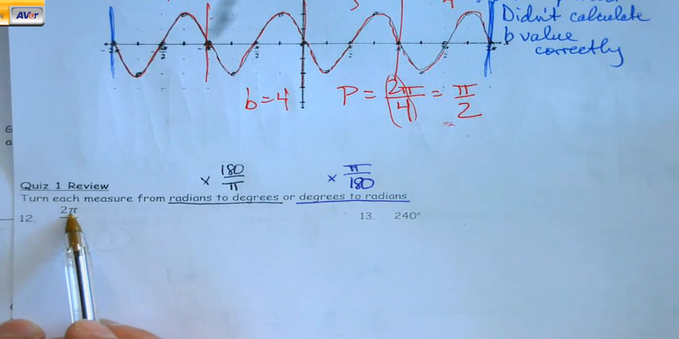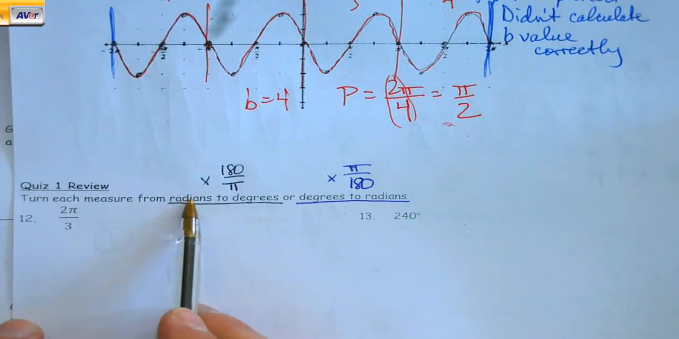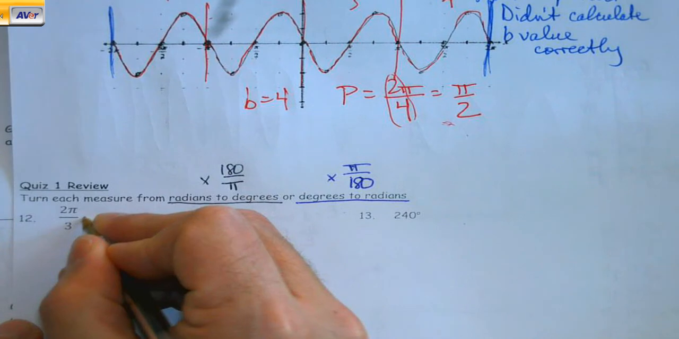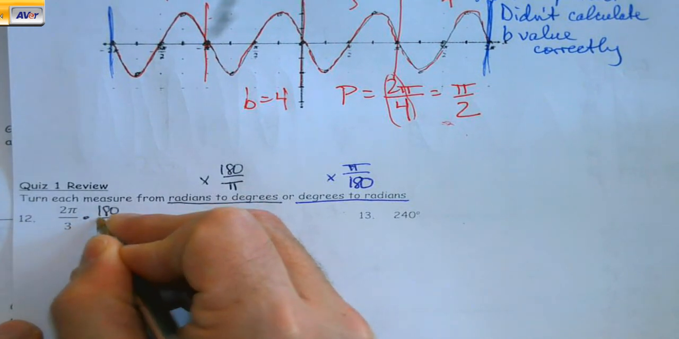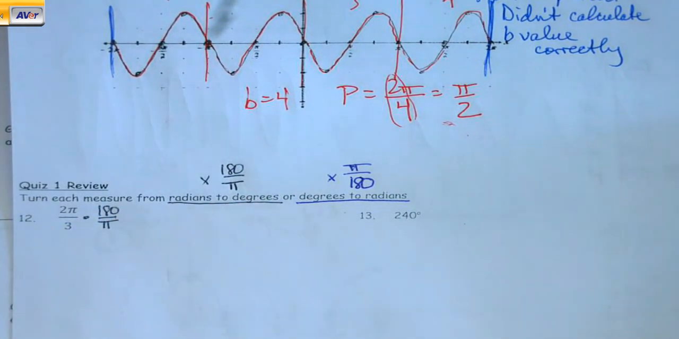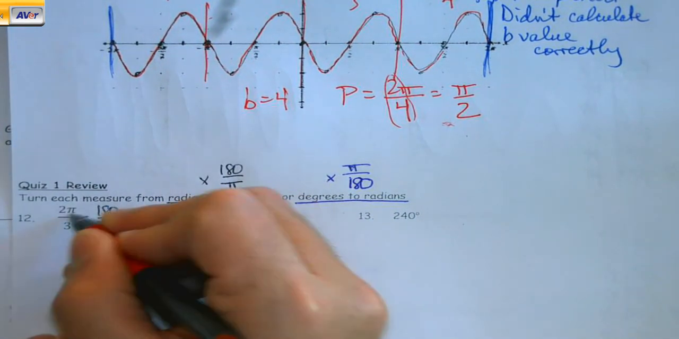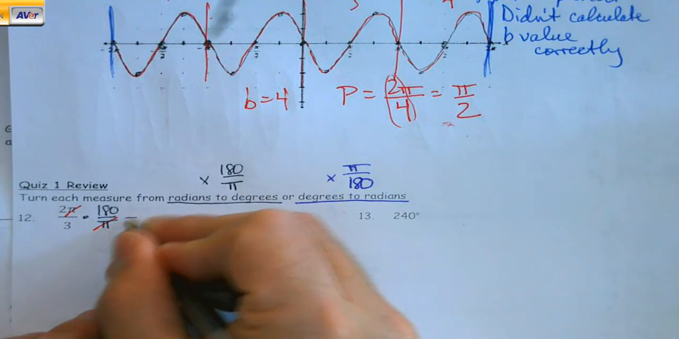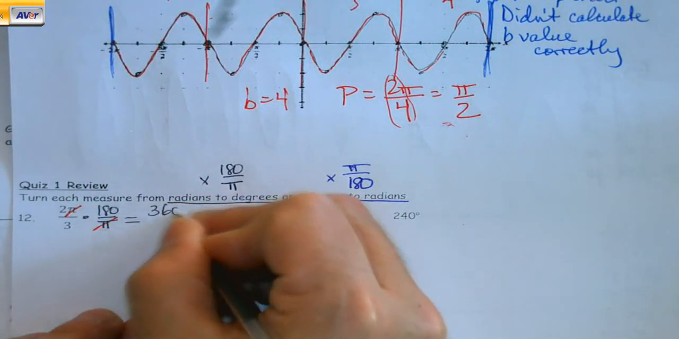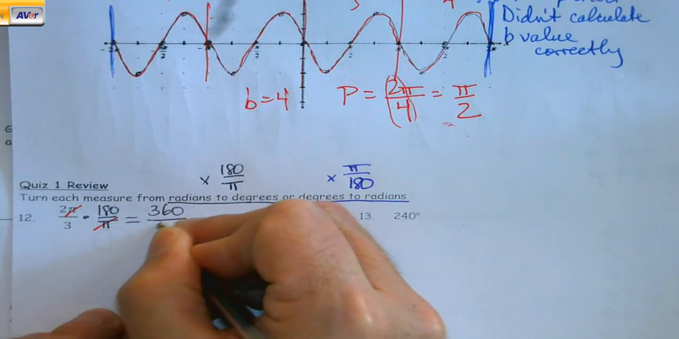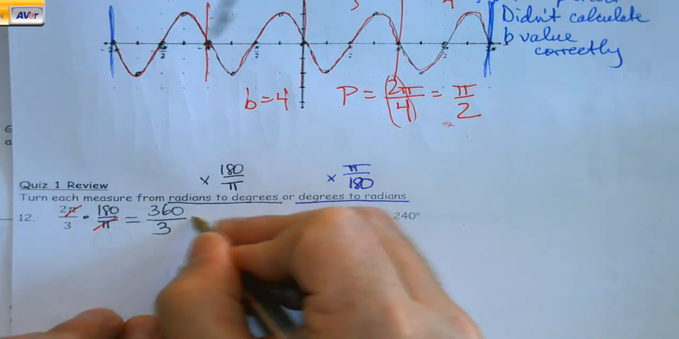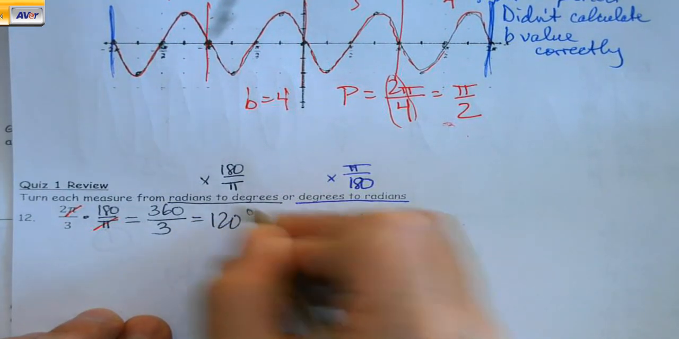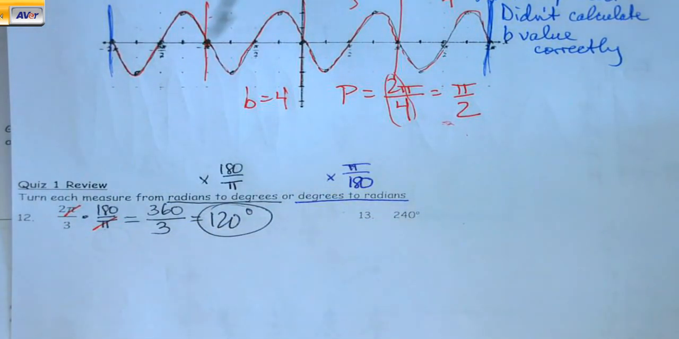If I see pi here already, I'm already in radians. I want to go to degrees. So if pi is already there, my first goal is to get rid of it. And I do that by putting pi on the bottom because then the pi's will cancel. Now I just multiply across, and reduce the fraction. And now I'm in degrees. Why? Because there's no pi left.